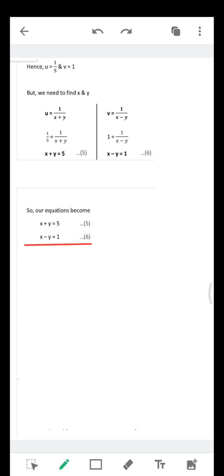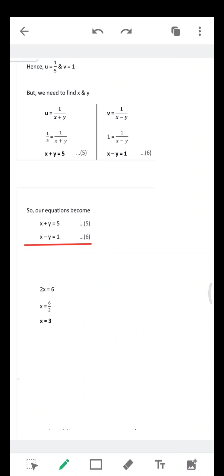So let's simplify equation 5 and 6. So here I can cancel what? I can cancel y and y. So remains what? If I cancel y and y, what remains here? 2x. So 2x is equals to 6 remains here, and x is equals to 6 by 2 is equals to 3. X is equals to 3.